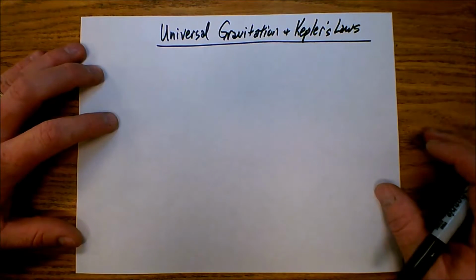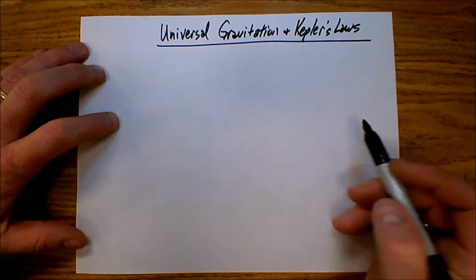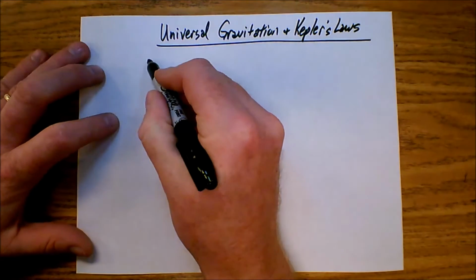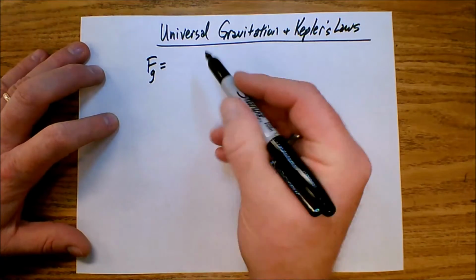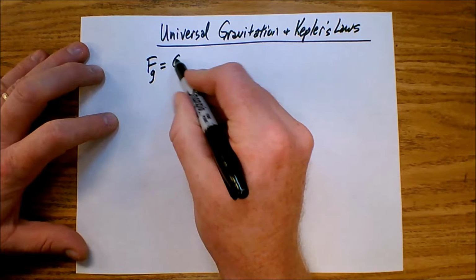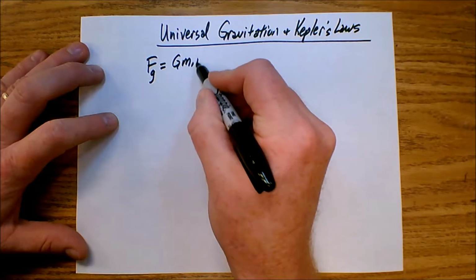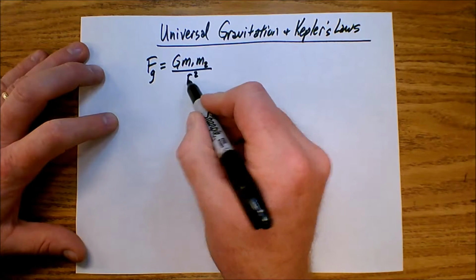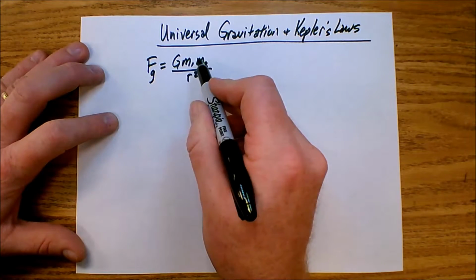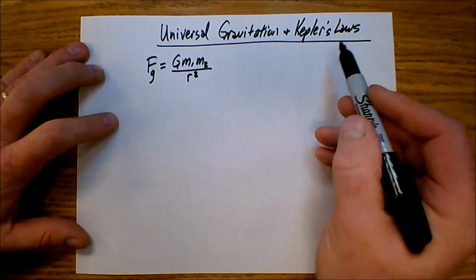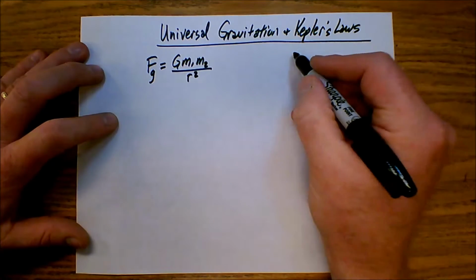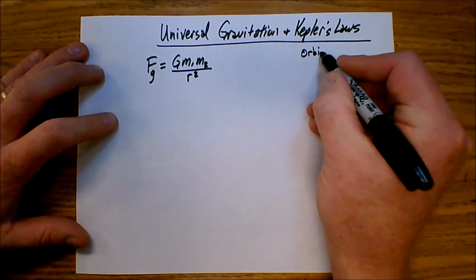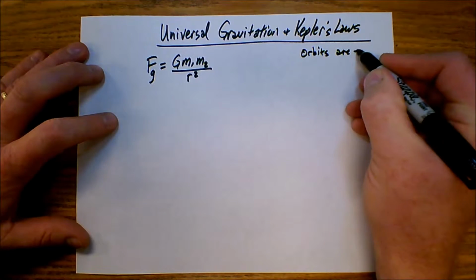Let's take a few minutes and talk about universal gravitation and Kepler's laws. Newton's law of universal gravitation says that the force of gravity between any two objects that have mass is equal to the constant big G times m1 times m2 divided by r squared, where r is the distance between the centers of the two objects. Now, Kepler came up with three laws. His first law is that orbits are ellipses, not circles.